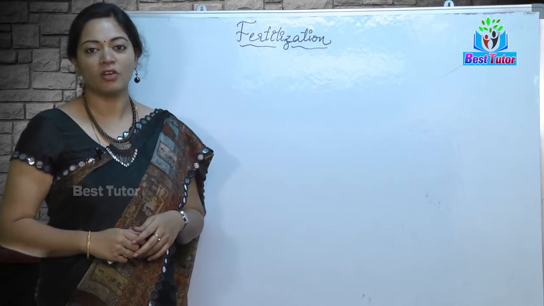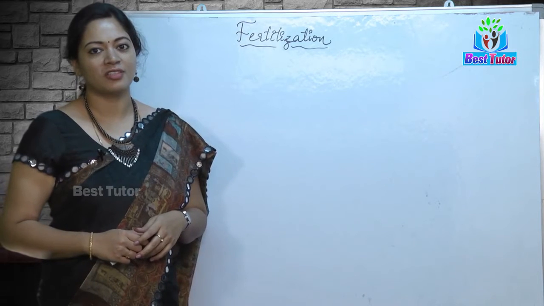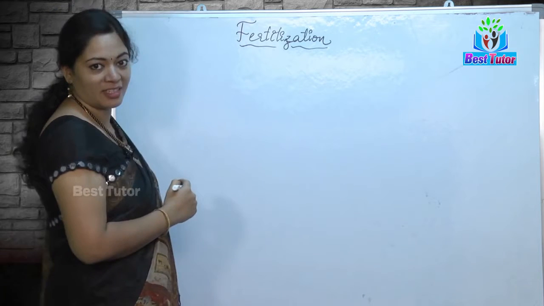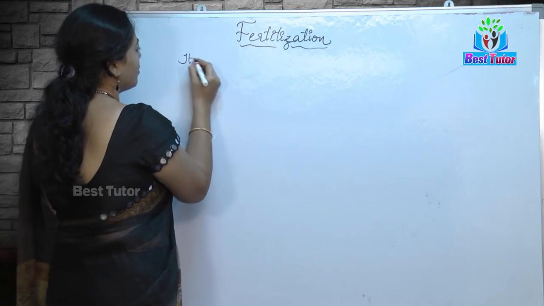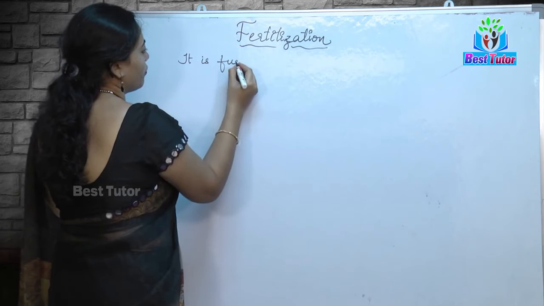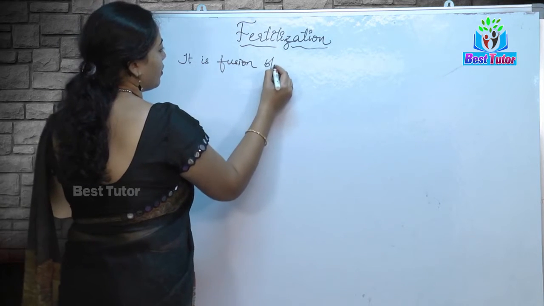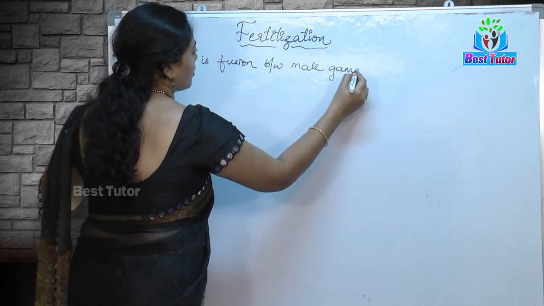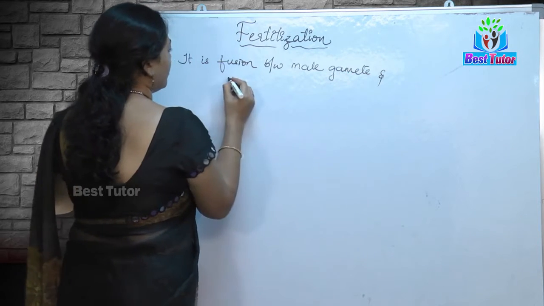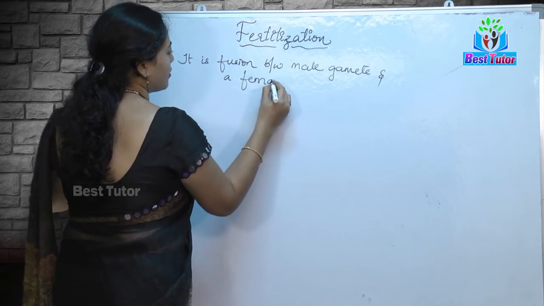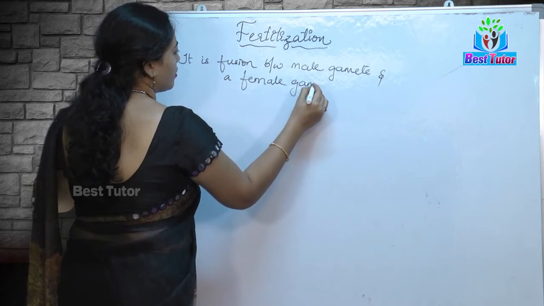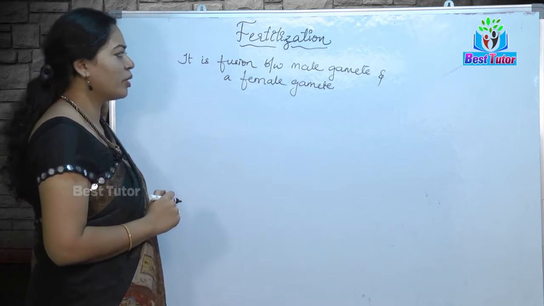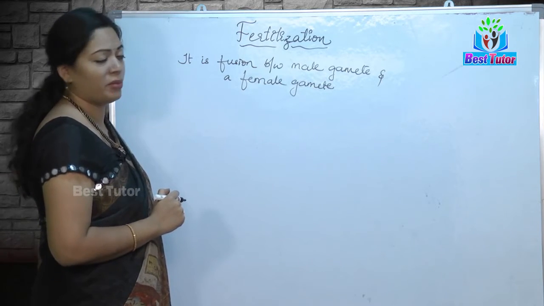In this video, we are going to learn about the fertilization process in a bisexual flower. Now, what is fertilization? It is the fusion between a male gamete and a female gamete.